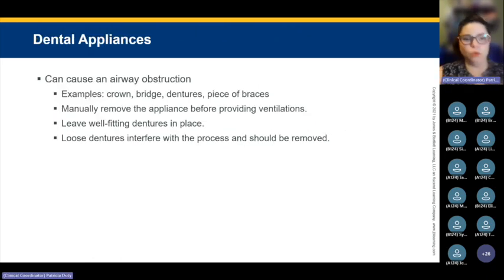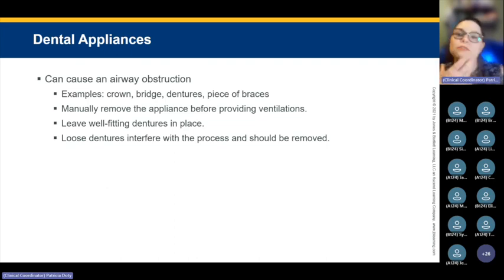Dental appliances. Oh boy, these are terrible. They will go in the back of the throat, and in some cases, you just lose them. So if you see a dental appliance that is trying to become dislodged during CPR, go ahead and remove that immediately. Examples, of course, are your crowns, bridges, pieces of braces. It can be just dentures.